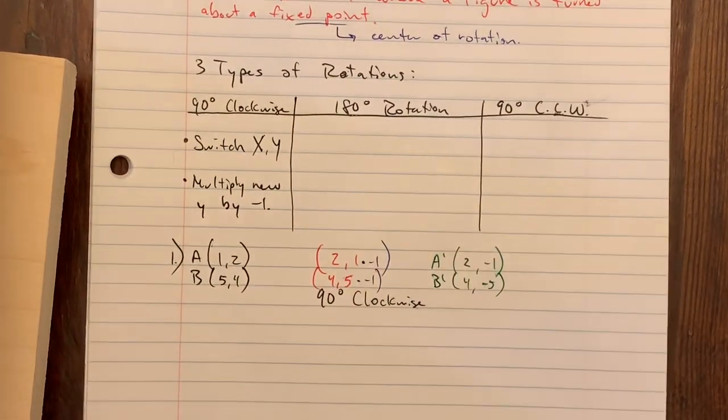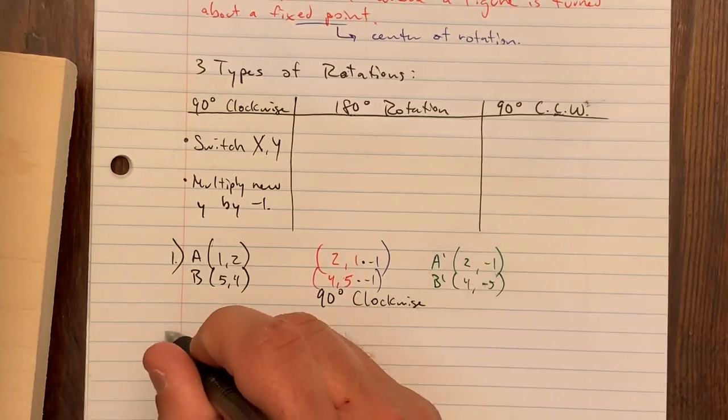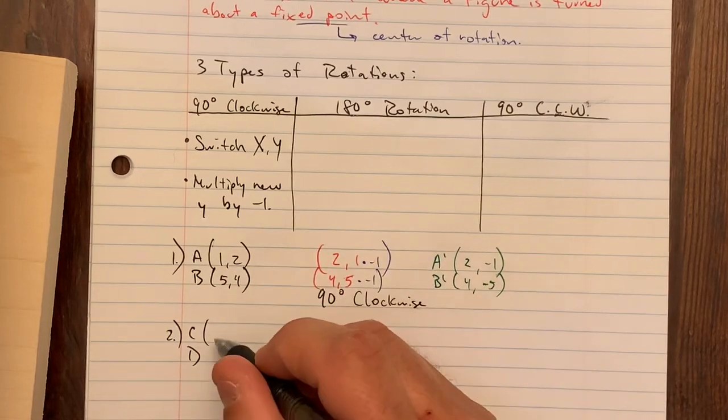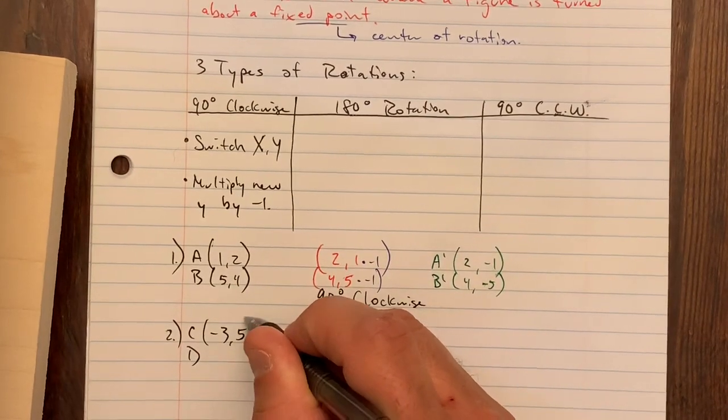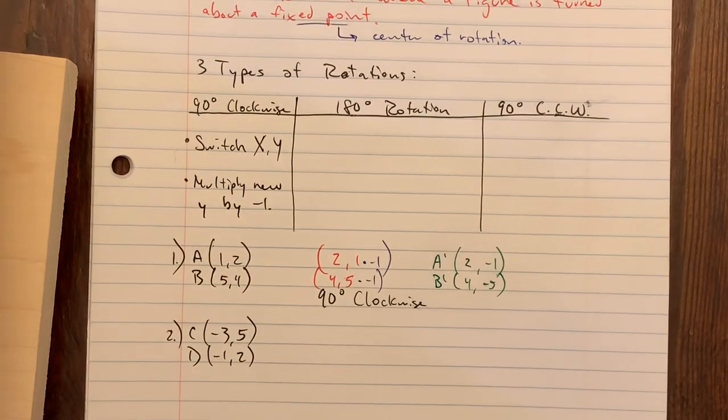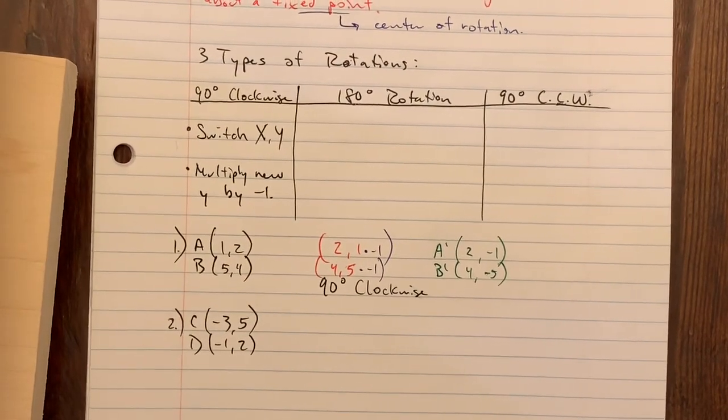But then we have a 180-degree rotation. So let's have example 2 here. Let's go C and D. Let's make C -3, 5, and let's make D -1, 2, whatever it is. All right, so we're going to do a 180-degree rotation.